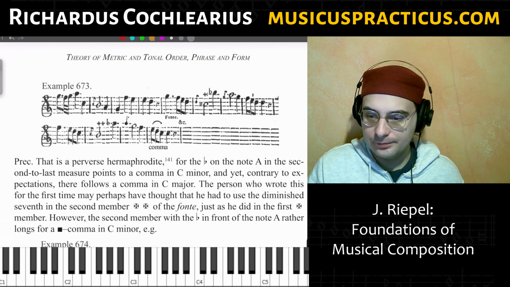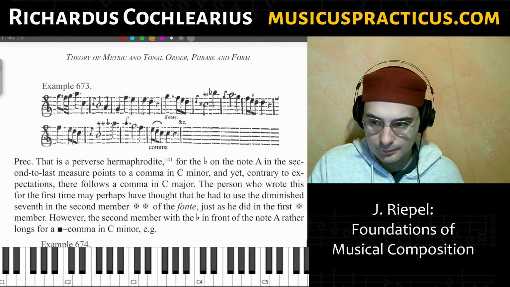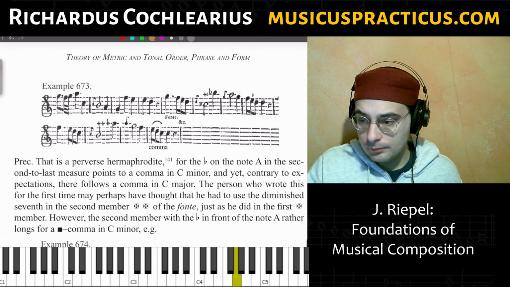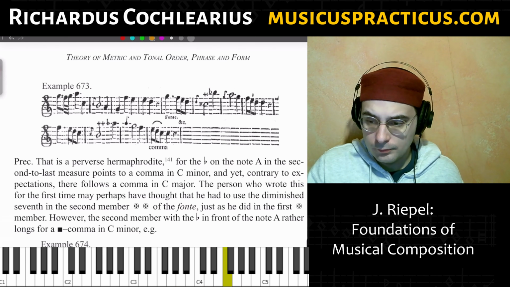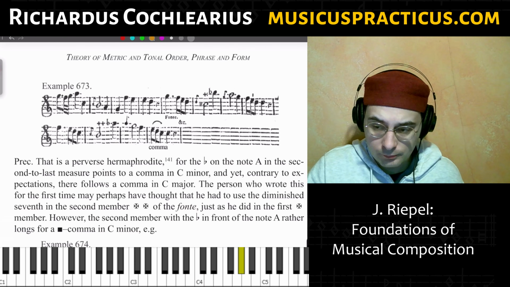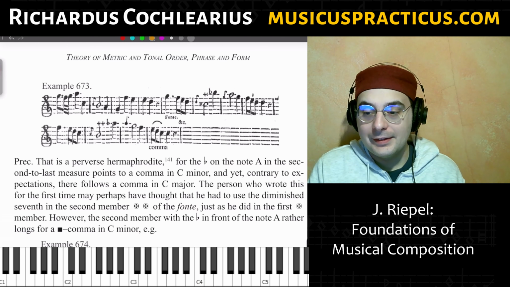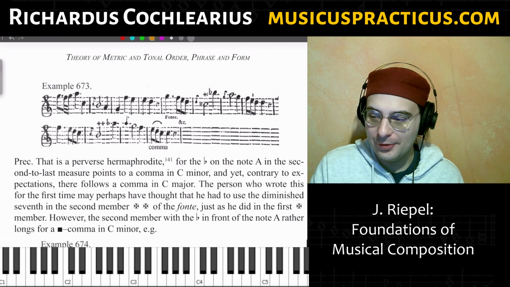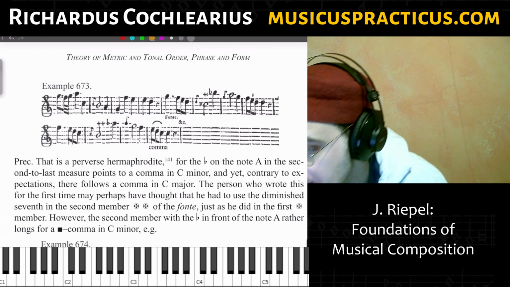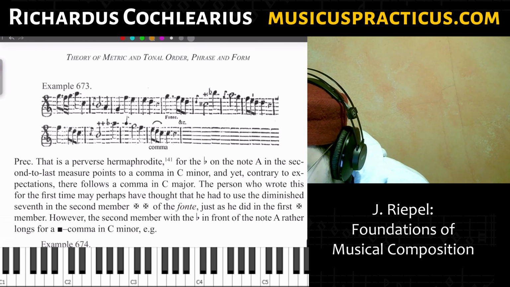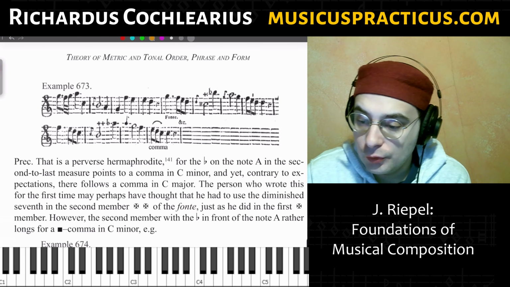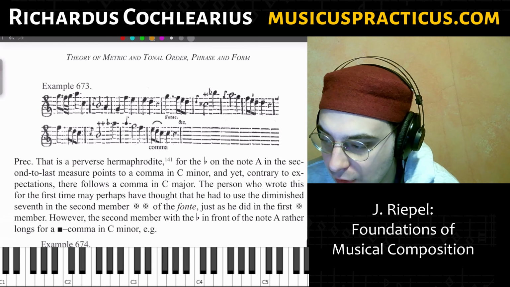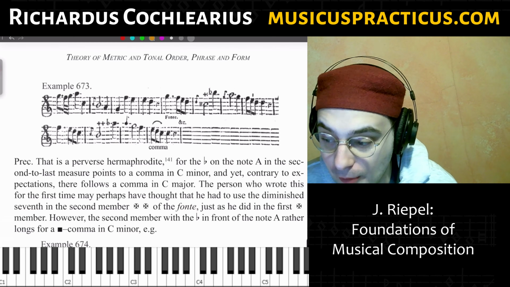And now we have it, eh? That is a perverse hermaphrodite, for the B flat on the note A in the second to last measure points to a comma in C minor, and yet, contrary to expectation, there follows a comma in C major.